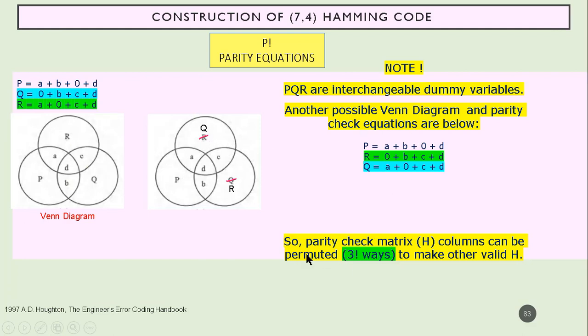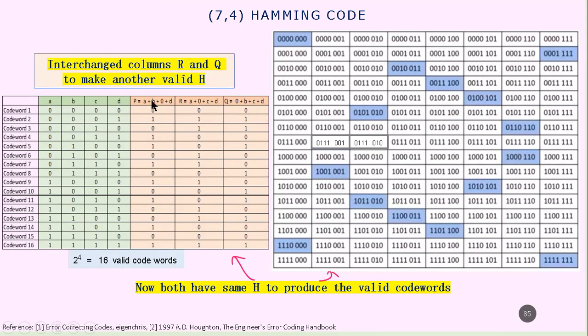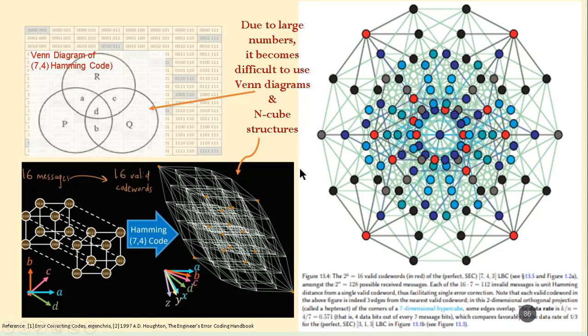There are many ways you can make an H matrix. It is taking longer, so I will just explain what has been done rather than explaining each and everything. If we swap the dummy variables, you can make another H matrix. Here is a book reference, and this is what I have done. It does not match, so I have swapped the columns Q and P, and now these highlighted ones are valid code words. These are matching my code word.